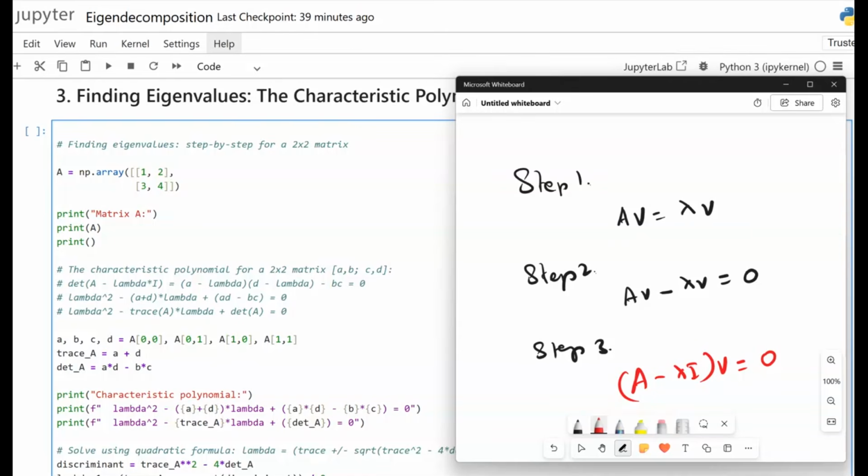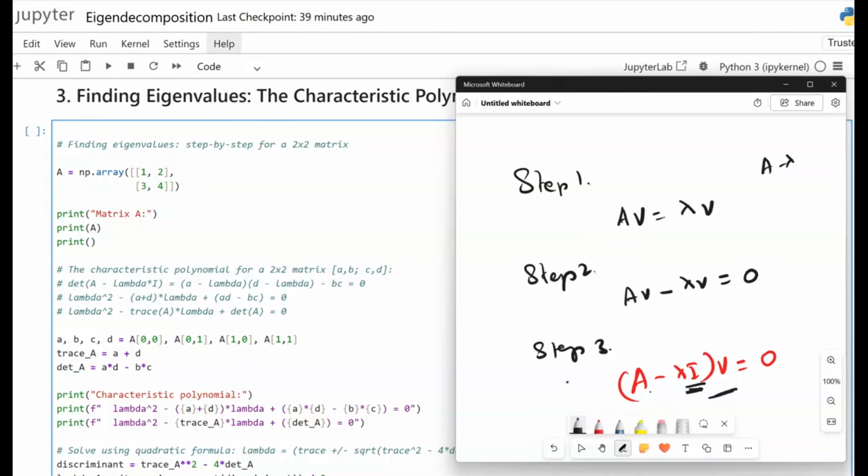Here of course you would have asked, why lambda I? Because A minus lambda is a matrix minus a scalar, which is undefined. We need to subtract a matrix from a matrix. So we use lambda I, that is a diagonal matrix with lambda on the diagonal. So this is matrix shifting.